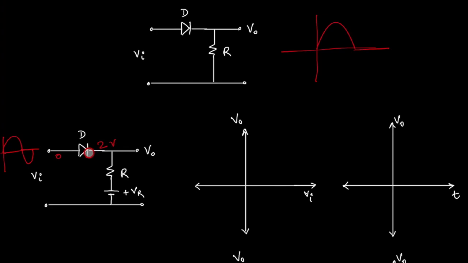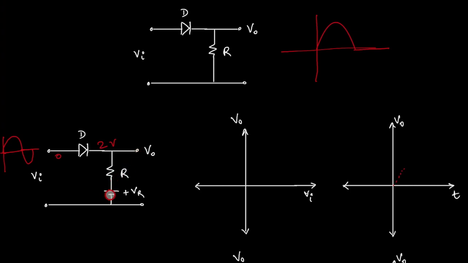So here cathode is more positive, or anode is more negative than cathode, so hence it is not conducting. If it is not conducting, it means what? For 0 to 2 volts, it will not conduct. If it is not conducting, nothing is going at output. So for 0 to 2 volts, you will not get output.